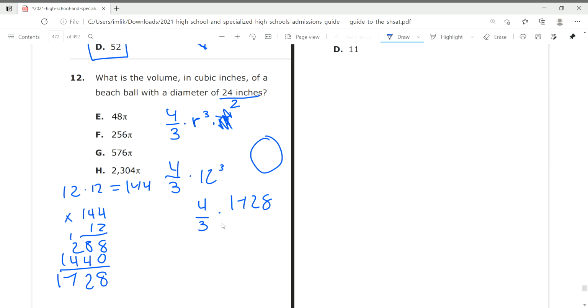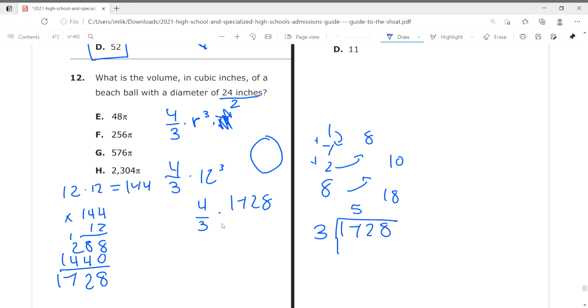Now, we can multiply this by 4 and divide by 3, but that kind of takes too long. So let's see if this number is divisible by 3. A cool division trick for 3 is if all of these numbers add to a number that's divisible by 3, it's divisible by 3. So we can just add 1 plus 7 plus 2 plus 8. 1 plus 7 is 8. 8 plus 2 is 10. 10 plus 8 is 18. 18 is divisible by 3, so 1728 is also divisible by 3.